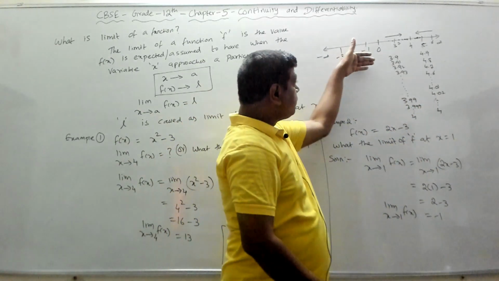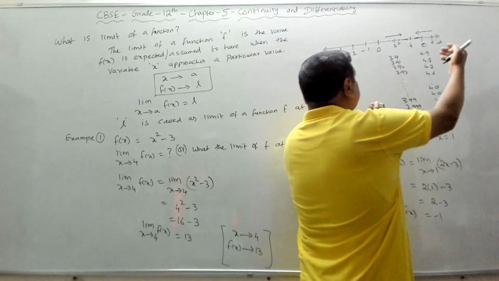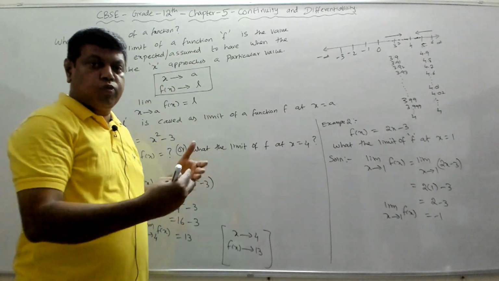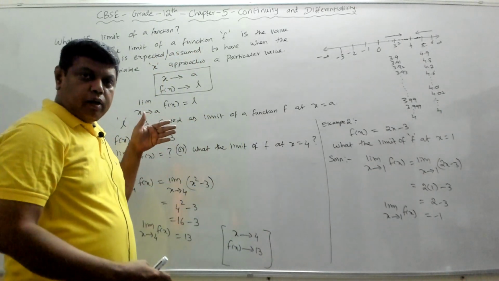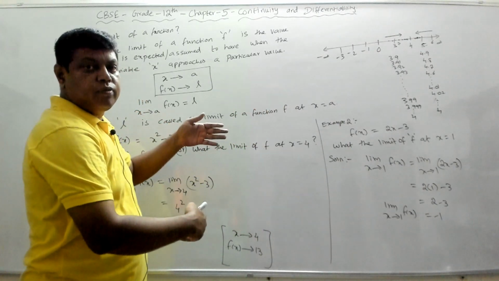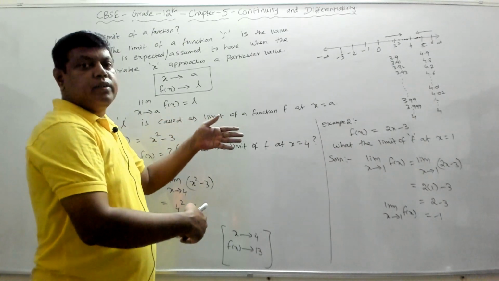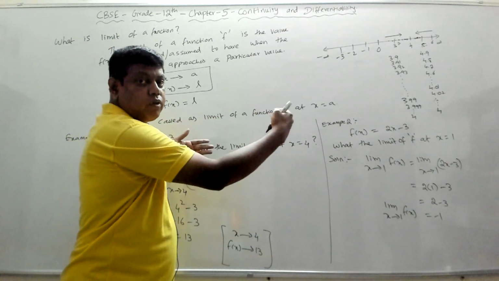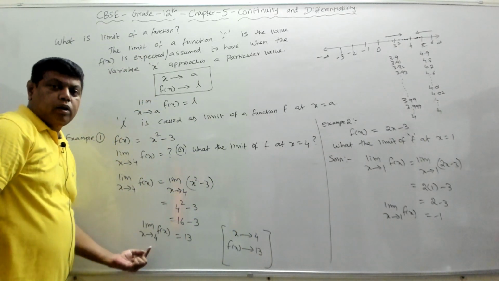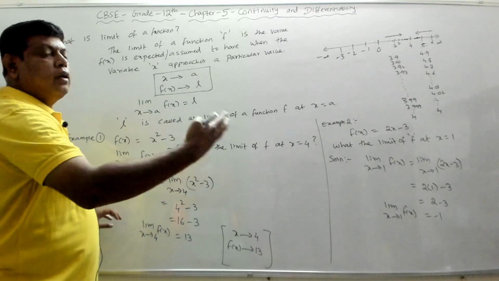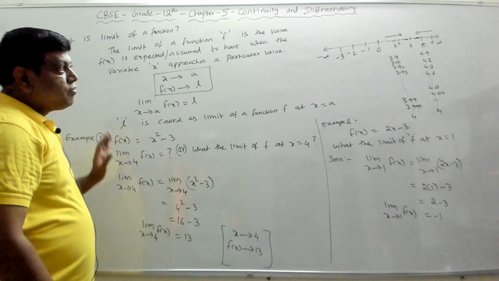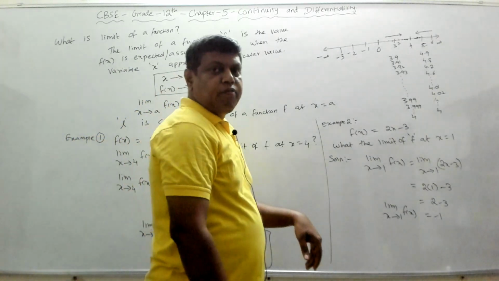So this is your left side, the values are less than 4. When you approach 4 from the right side of 4, the values are greater than 4. So we can approach 4 in two ways, either from the left side of 4 or from the right side of 4. When we approach from the left side, the values are less than 4. When you approach from the right side, the values are greater than 4. So x can approach 4 in both directions. That gets us into another definition called left-hand limit and right-hand limit.